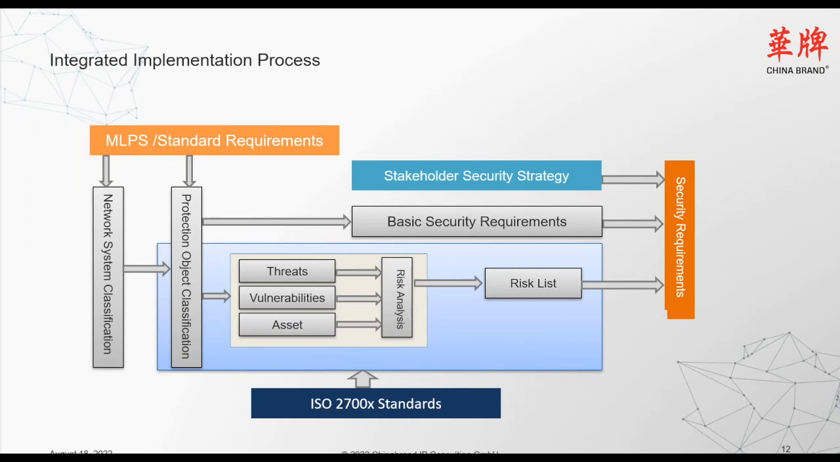So the MLPS will give you the basic security requirements as you see them here, which will go directly into the security requirements list, let's call it, that you can see here on the right hand side in orange. And additionally to this, you should also do threats, vulnerabilities, and asset assessment as you would do it according to the 27000 standards, and conduct a risk analysis for the threats, vulnerabilities, and assets that you have. Your result of this will be a risk list, which you can also then add to the security requirements that you have here on the right hand side.